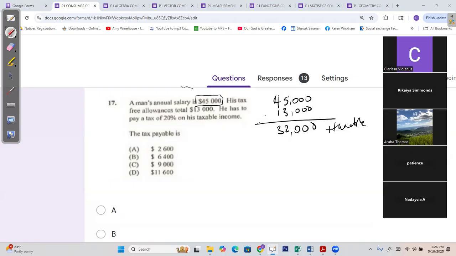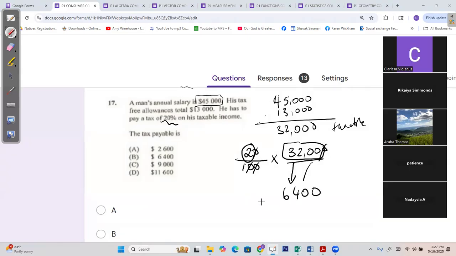So since it's the taxable income, this is what the 20% is now going to be found from. And how do we find 20% of any amount? 20 over 100 times the amount over 1. And this is an easy calculation because all we have to do here is cancel this first, cancel that. So that means we're just saying 2 times this number, and that's an easy number to double. That would be 6400. Everybody see that? So that means this is the amount he has to pay.